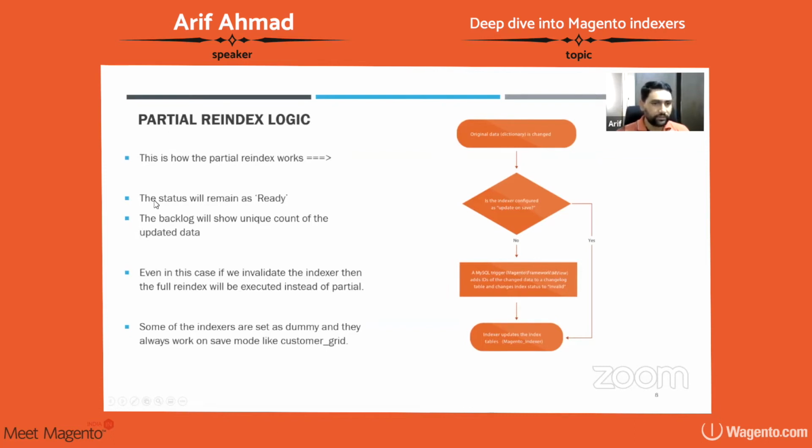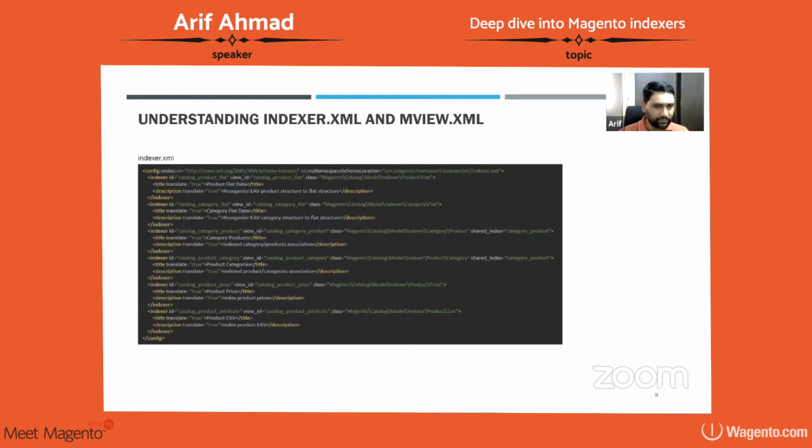I have added some description. The status will remain as ready if a partial change is there. The backlog will show the unique count of the updated data, so it's related to the question I was asking. Even in this case, if we invalidate the indexer, then the full index will be executed instead of partial. Some of the indexers are set as dummy and they always work in save mode, like customer grid. I will share a little more detail on this in a future slide.